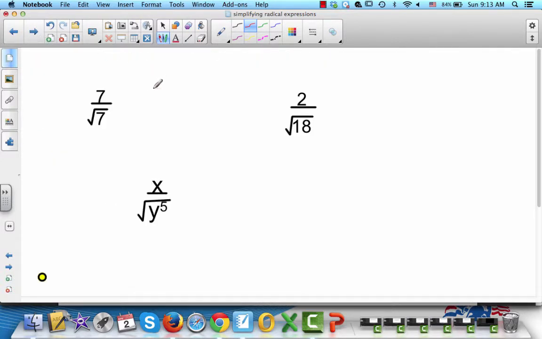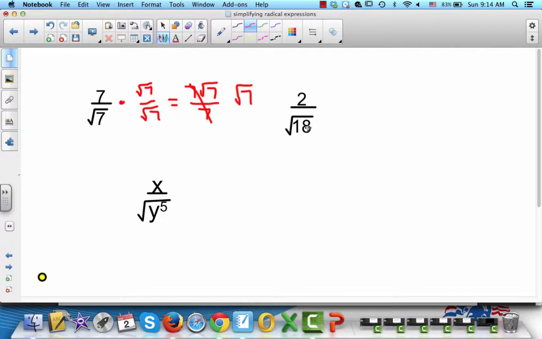Let's try these, okay? So we've got 7 over the square root of 7. So we're going to multiply by square root of 7 over square root of 7. So that's going to give us 7 square root of 7 over, and the radical goes away and you're left with just 7. But this is not completely simplified because 7 divided by 7 gives us 1, and you're left with square root of 7 as your answer.